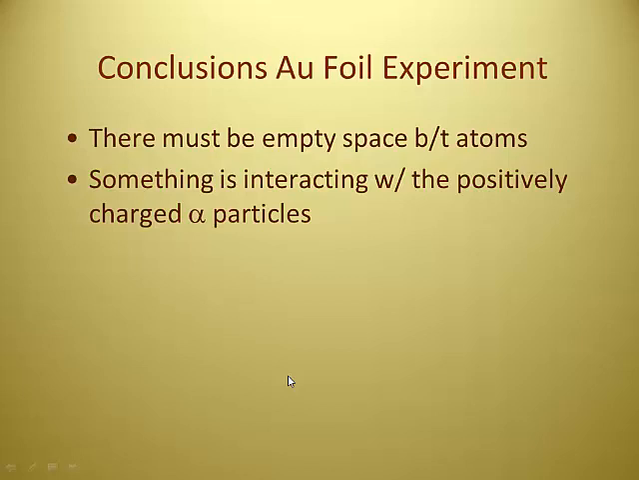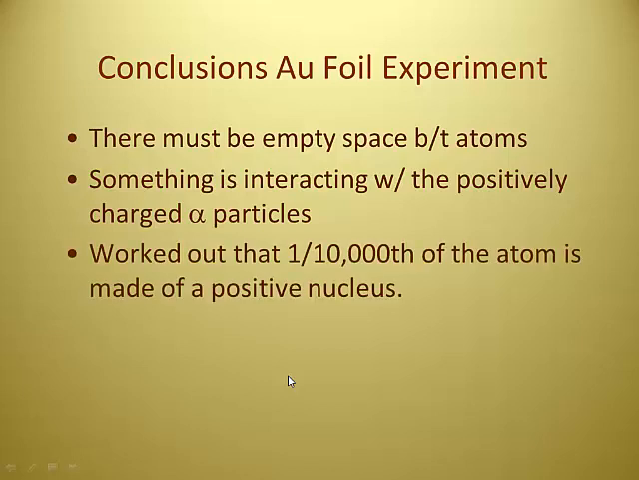So they're supposing that something must be interacting with these positive alpha particles. So that something is what they figure is there must be something small and massive in the center of the atoms, right? Mm-hmm. Yeah. And they worked out that that's approximately 1/10,000th. That small positive thing is 1/10,000th the size of an atom.